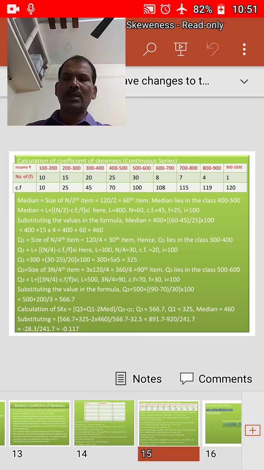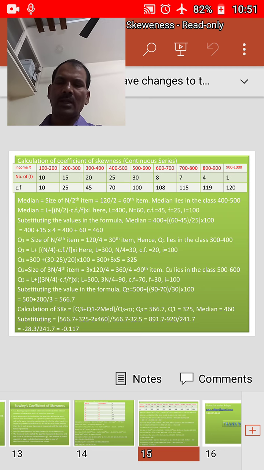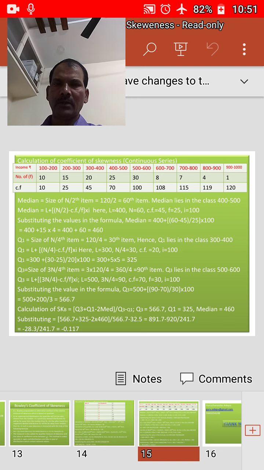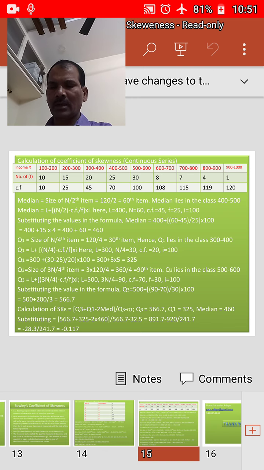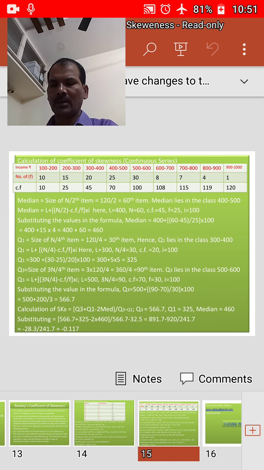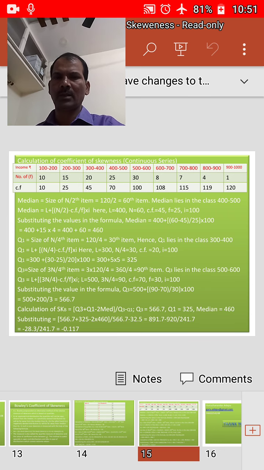L is equal to 300, n by 4 is equal to 30, Cf is equal to 25, f is equal to 20, and I is equal to 100. Substituting the values in the formula, you will have Q1 is equal to 300 plus (30 minus 25) by 20 into 100, that is 300 plus 5 into 5, 300 plus 25, which is nothing but 325.